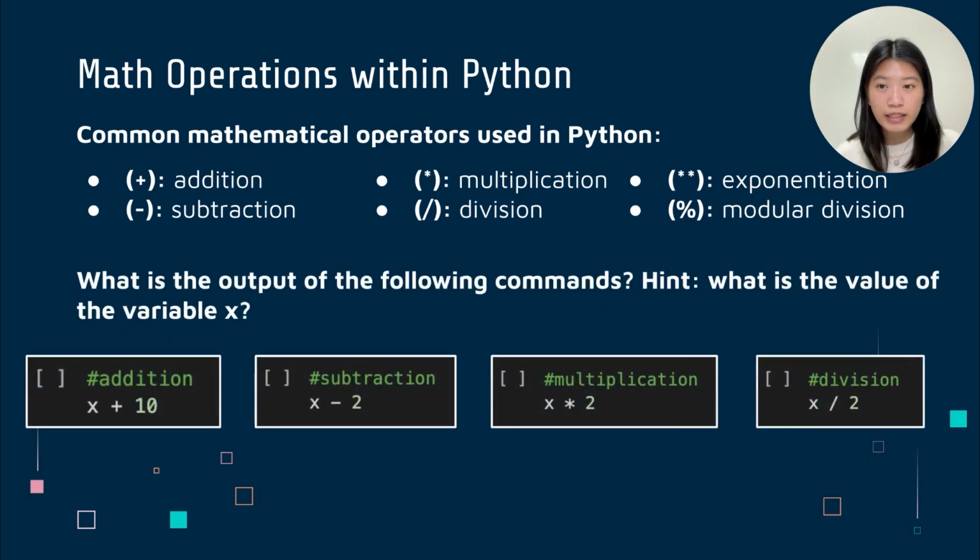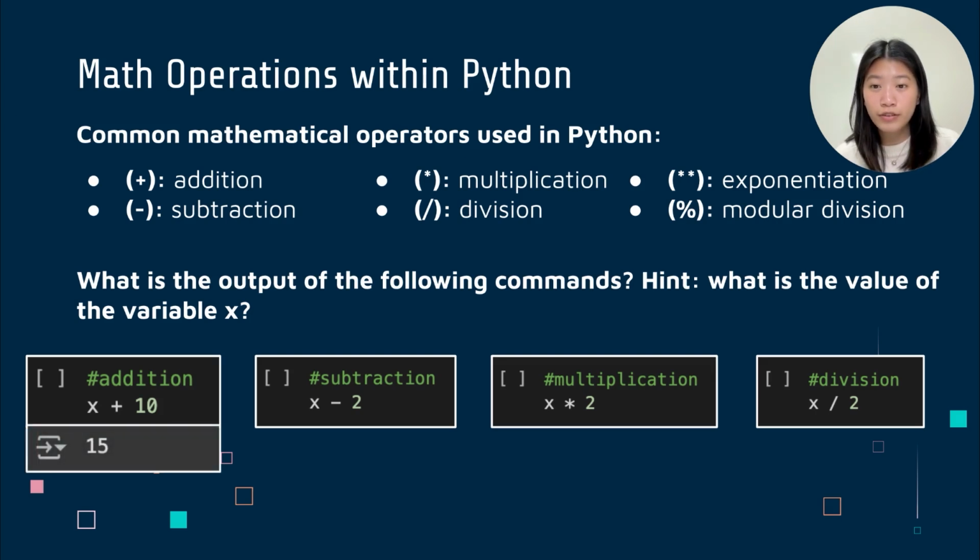So now let's do some practice. What is the output of the following commands? And as a hint, try to remember what we stored into our variable x. So for the first question, which is on addition, we have typed x plus 10, and this would give us an output of 15, because as we remember, we assigned the value 5 to our variable x, so when we do x plus 10, we are essentially doing 5 plus 10, which gives us 15.